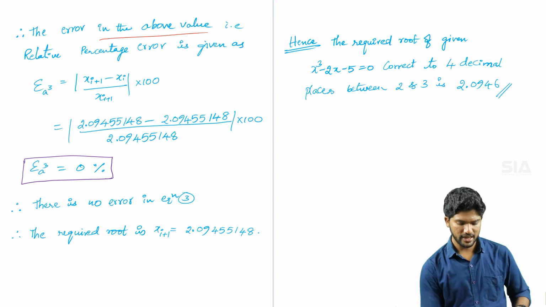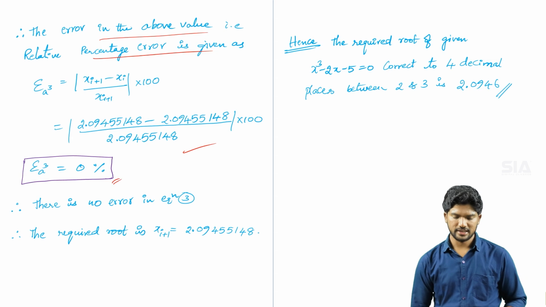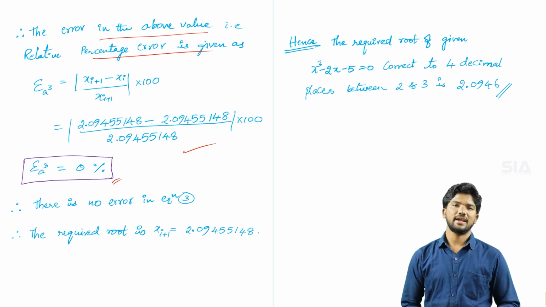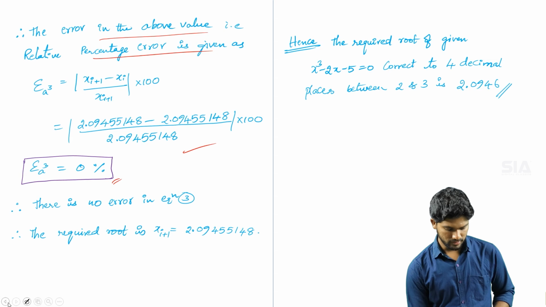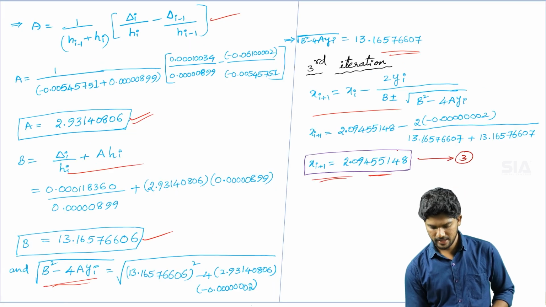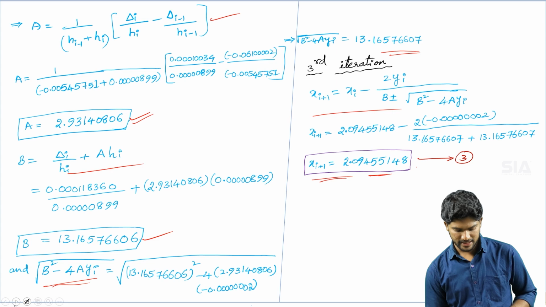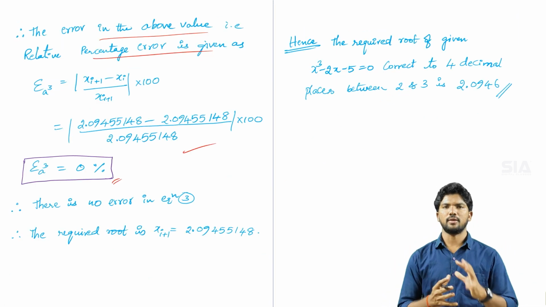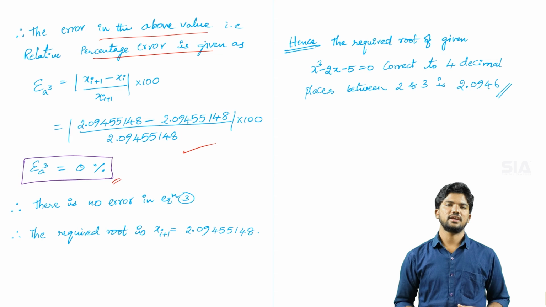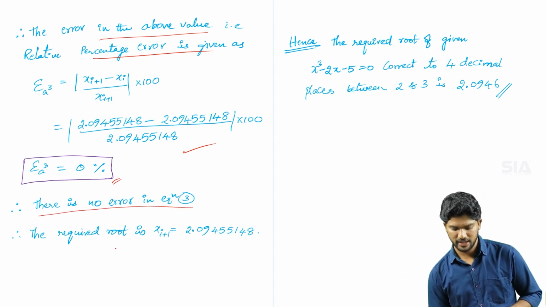So therefore, for that x suffix i plus 1 value, you have to find the relative error, the percentage error, that is given by, if you calculate them, the error is 0%. There is no error in this value, in equation number 3. So clearly we can say that equation number 3 is the required approximate root of the given equation, x cube minus 2x minus 5. Therefore, there is no error in equation number 3.